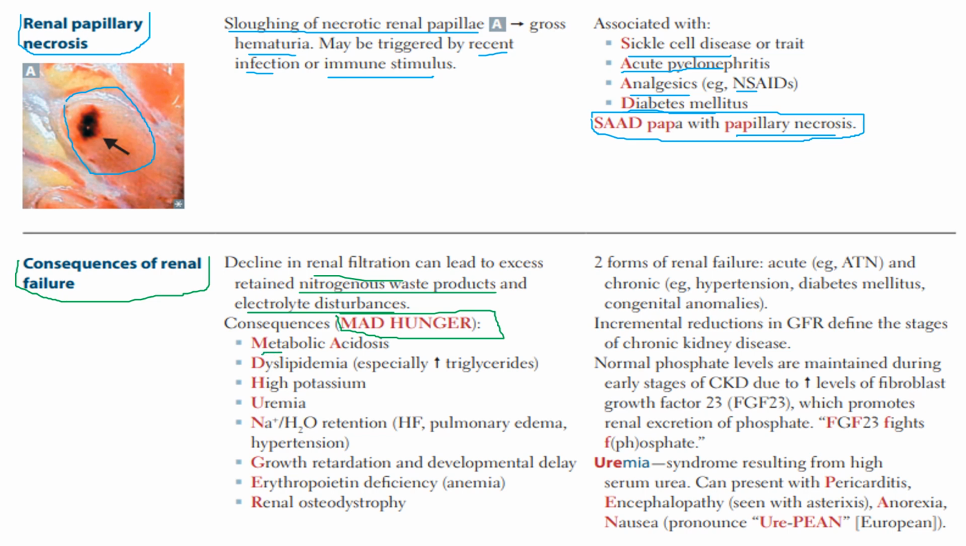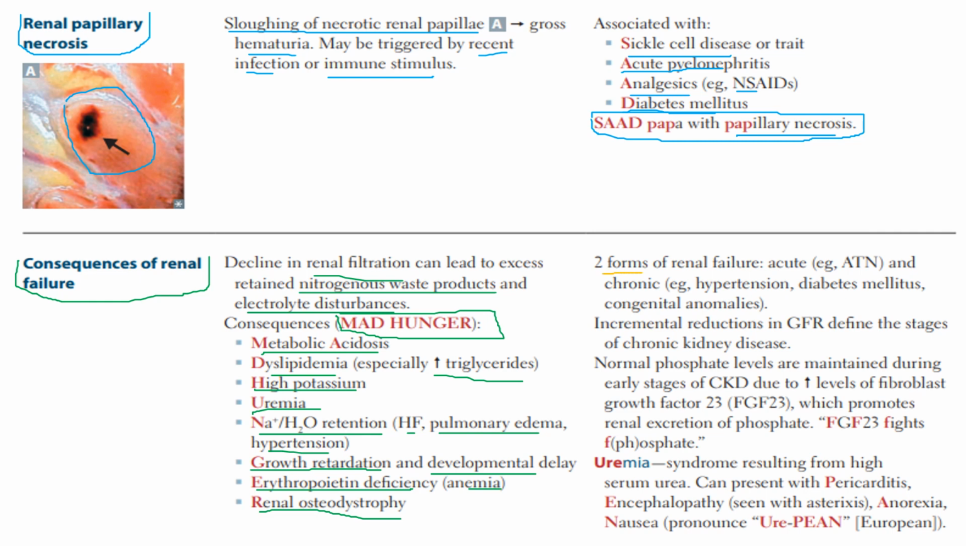M for metabolic acidosis, D for dyslipidemia, especially increased triglyceride, H for high potassium, U for uremia, N for sodium water retention, which leads to heart failure, pulmonary edema, and hypertension. G for growth retardation and developmental delay. E for erythropoietin deficiency, which leads to anemia. R for renal osteodystrophy.